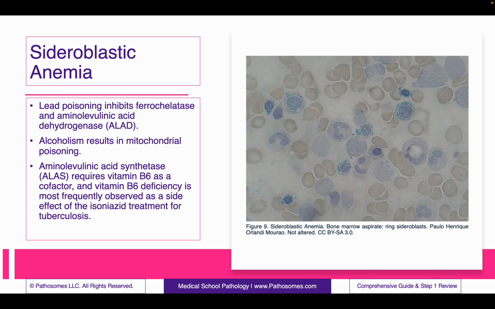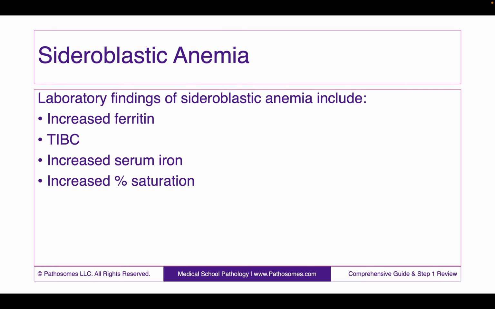There's at least 3. Point them out. If you can point them out, I'll be proud of you. Good job. Now, laboratory findings of sideroblastic anemia include increased ferritin, total iron binding capacity, increased serum iron, and increased percent saturation.